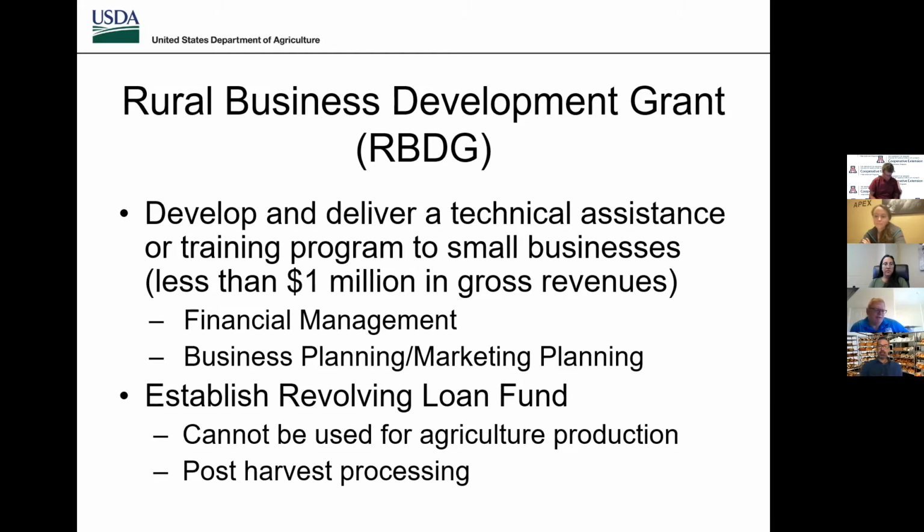This revolving loan fund can be used to assist small businesses, as we described above, with less than $1 million in gross revenue. Unfortunately, it cannot be used for agriculture production. So anything from planting seeds, irrigation, fertilizer, the actual harvesting, we can't do. We can't use it for cattle feed and things like that. But anything that would be post-harvest processing, loans from that revolving loan fund could be used for that.